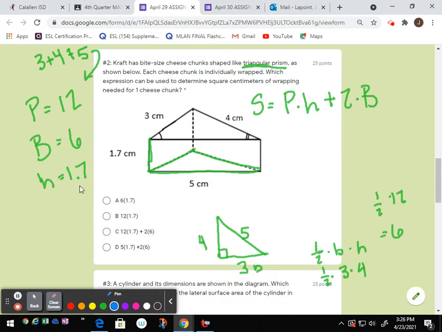All right, now that we have all of our numbers, all we have to do is plug it in. So we have 12 for big P times our height, 1.7, plus 2 times our big B of 6. It doesn't look like we have to solve it. We just have to see what matches, and what matches is answer choice C. So the correct answer for number 2 is C.